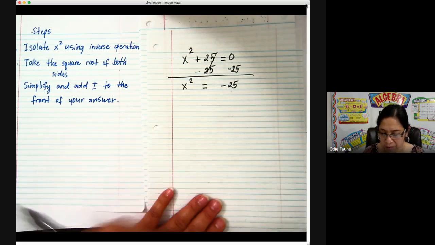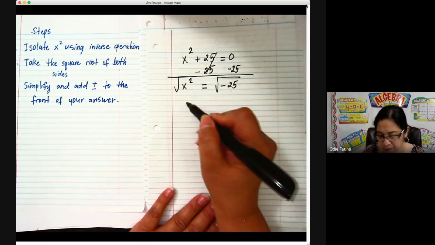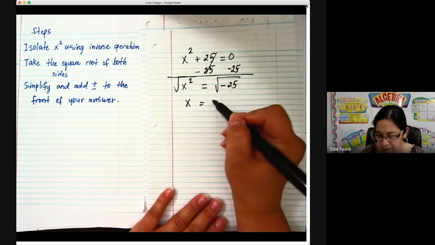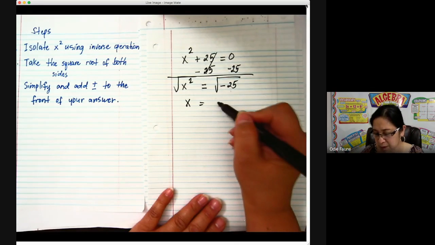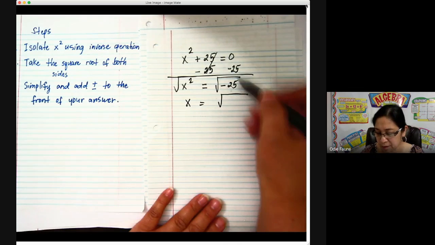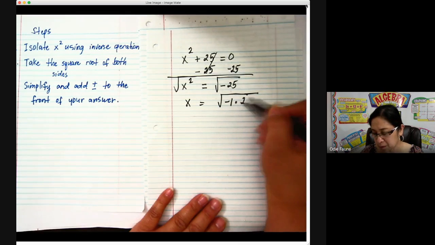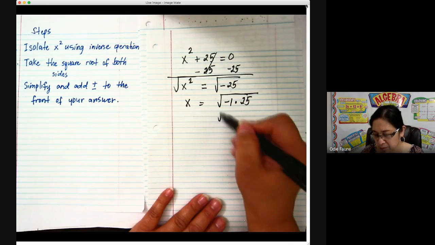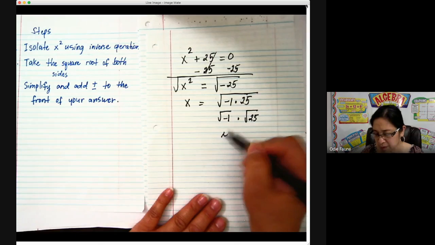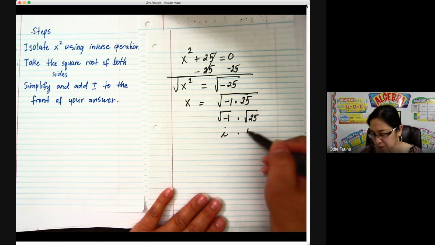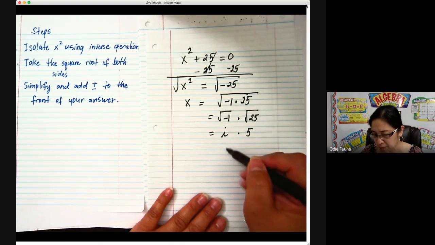Then we take the square root of both sides. The square root of x squared will be x. And look at that, the 25 is negative. So this is an imaginary number. I can rewrite this as negative 1 times 25. And we know that the square root of negative 1 is the imaginary number i, and the square root of 25 is 5. So multiplying i and 5, we get 5i.